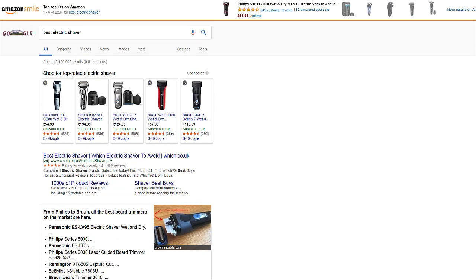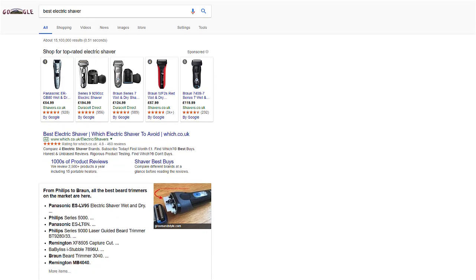So, the first thing we can see is that ads have appeared. Now that's a good indication that there is some buyer intent there. The searcher knows they want an electric shaver, but at the moment it still has fairly low buyer intent because they've no idea what it is they actually want.